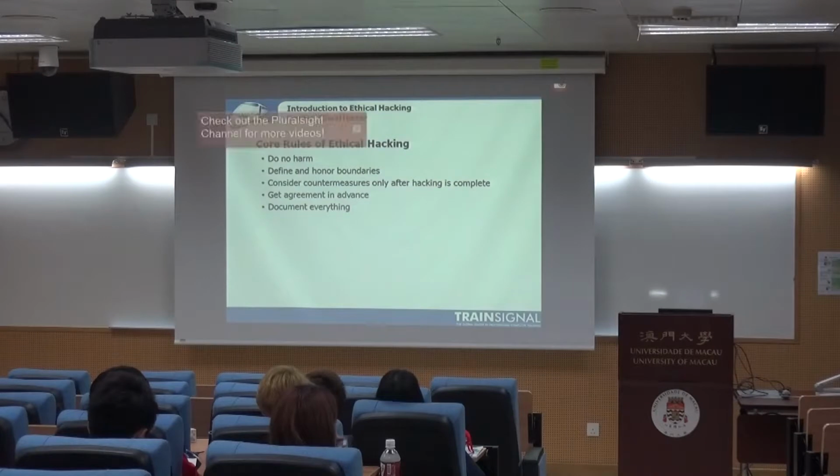Ethical hacking is understanding these systems are off limits, those systems are in bounds, these systems are the systems that we're most concerned about, and the data over here is the data we're most concerned about. And documentation is absolutely critical.